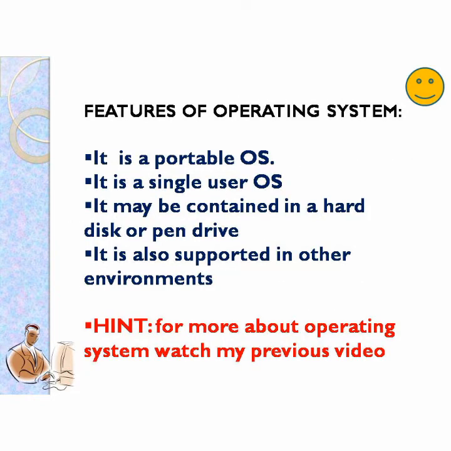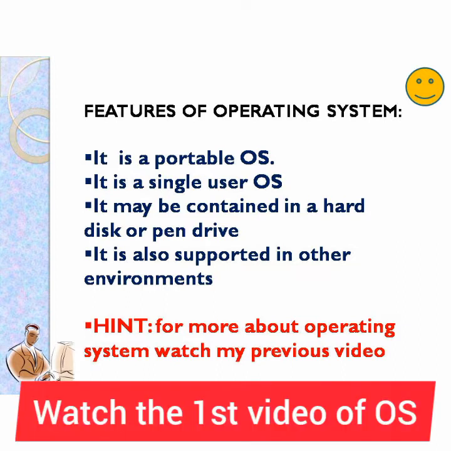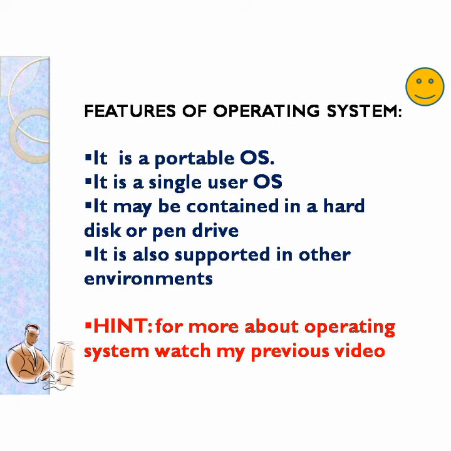Now we'll discuss features of the operating system. It is a portable operating system. It is a single user operating system. It may be contained in a hard disk or pen drive. It is also supported in other environments. So I'm telling you, for more about operating system, you have to watch my previous videos. Okay, so today this much.